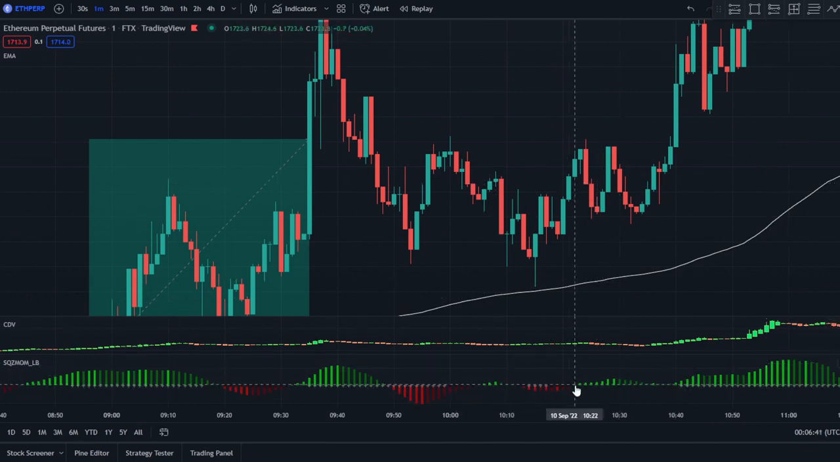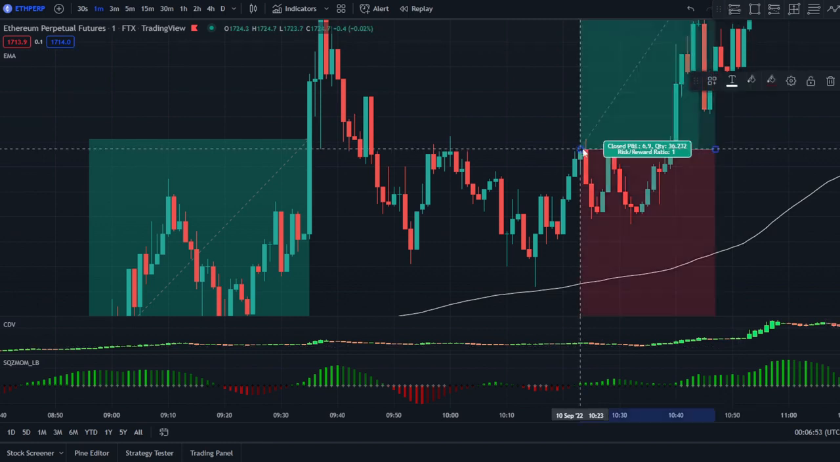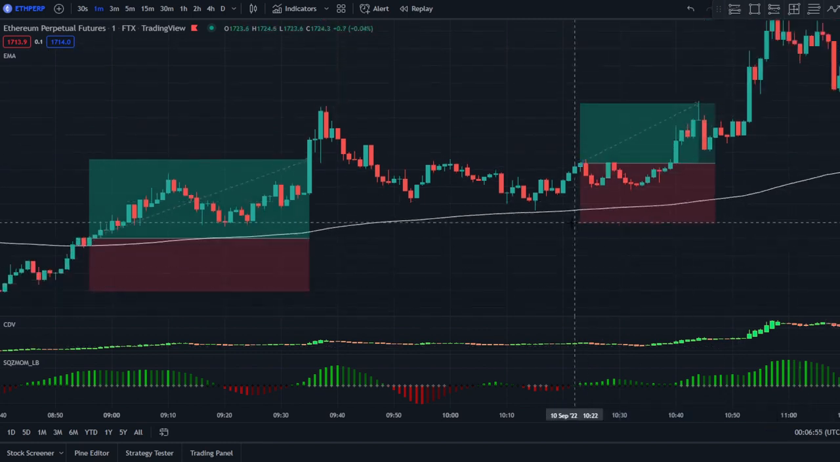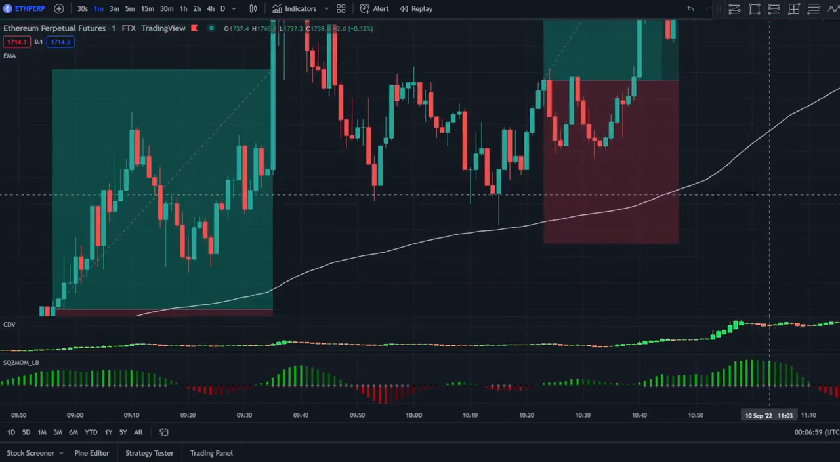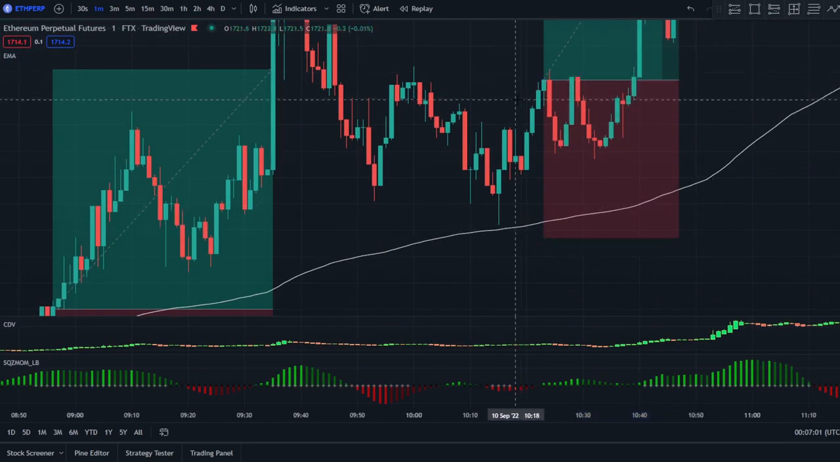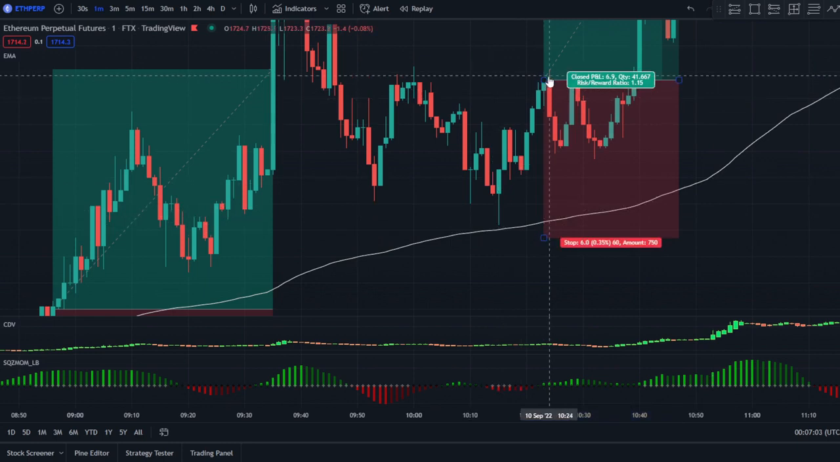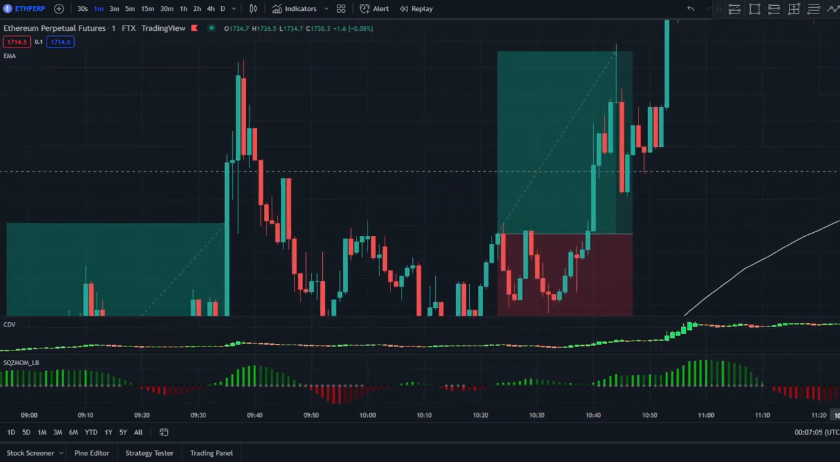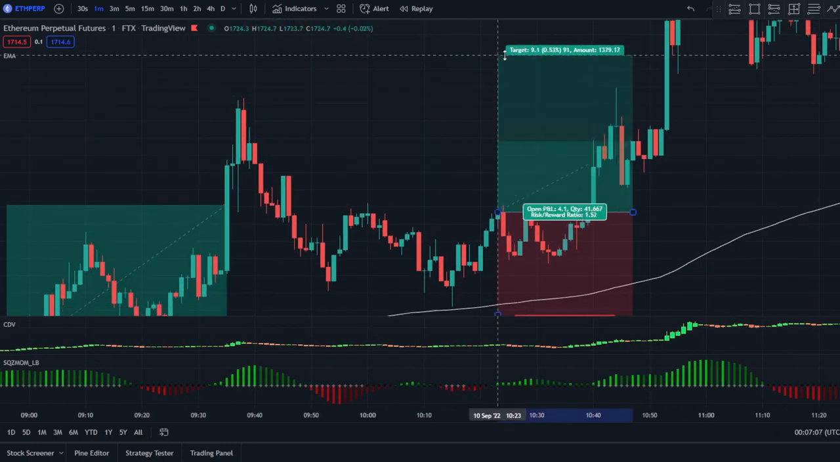Here again, we have another valid signal. Price is above the 200 EMA. You can see that the candle changes from dark green to bright green here, and the CDV indicator is green in color. So we'll enter on the close of that candle, and stop loss is going to be right below the recent swing low. So how do you tell the recent swing low? Just look for the recent pullback here, and there's your recent swing low, and you want to have a 1.5:1.